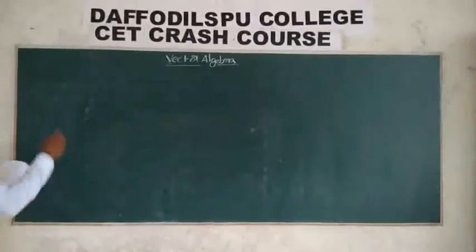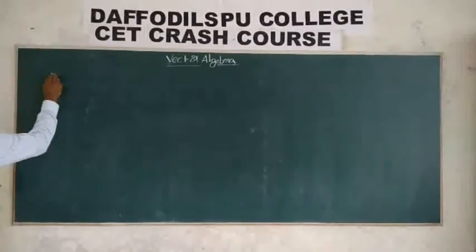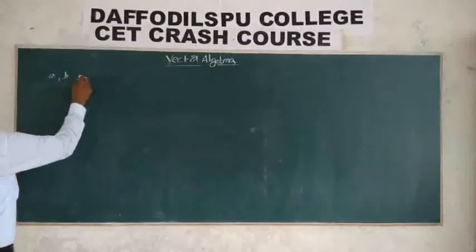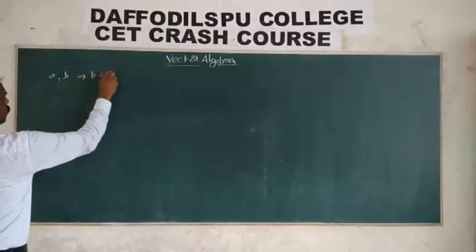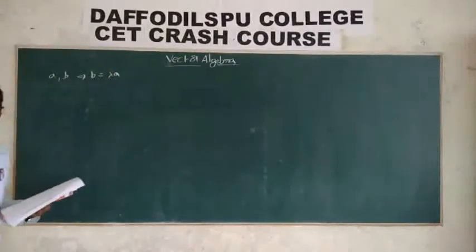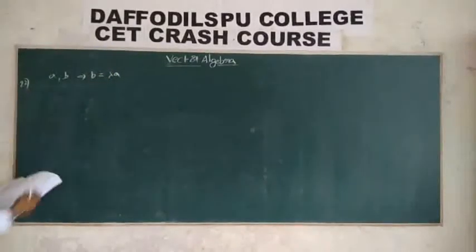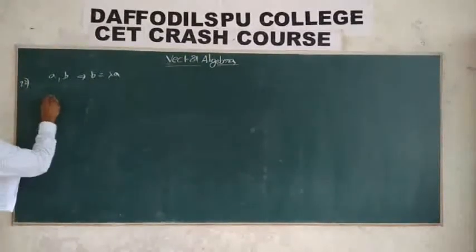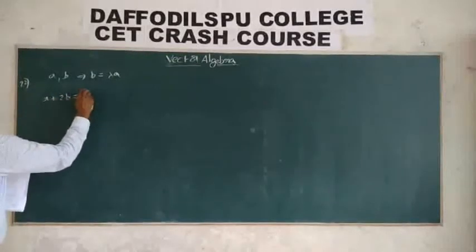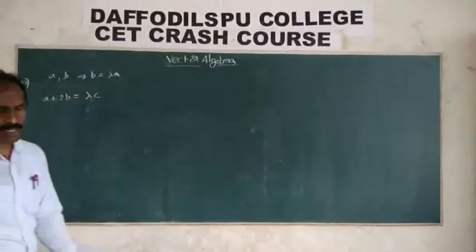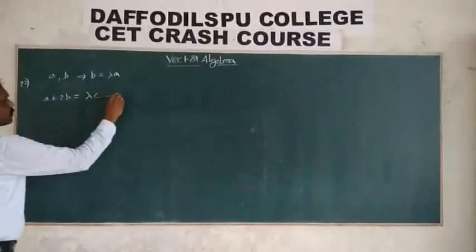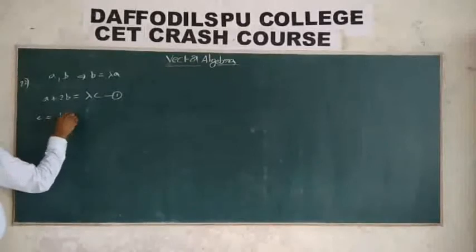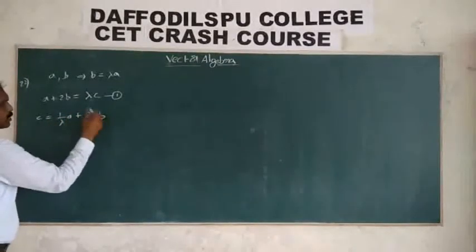So what is the collinear definition? If A and B are two collinear vectors, then B is equal to some scalar times A. So here A plus 2B is collinear with C, which means A plus 2B is some scalar times C. Okay, this is the first equation. From this, let C be equal to 1 by lambda into A plus 2 by lambda into B.